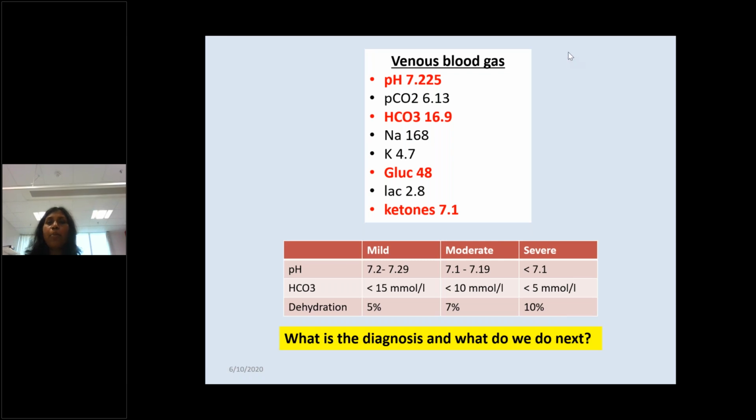I'm going to actually open the chat column for this just to check. Oh, there are some questions which we can address at the end. But for this patient, what do we think is the diagnosis? Sabira has replied severe. Yes, Sabira, it can be severe. And any other thoughts at this stage? Because ketones are very high, yes, but then the pH is kind of mild and the bicarb is not particularly low.